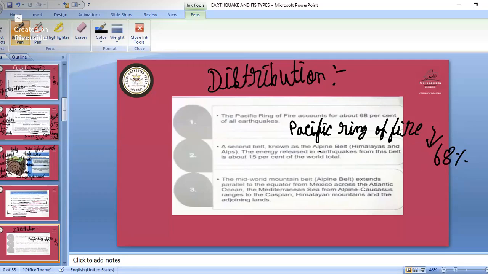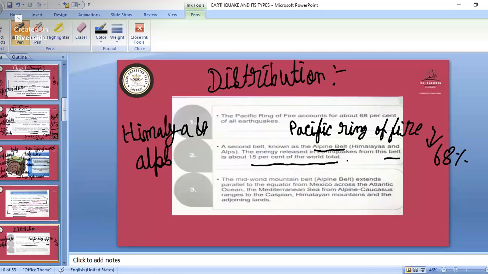Then a second belt known as the Alpine Belt. The Alpine Belt is the Himalayan mountains and the Alps, where we are feeling the second highest. The energy released in earthquakes from this belt is about how much? 15% of the world total. So 68% we have in the Pacific Ring of Fire, and 15% we have from the Alpine Belt, that is the Himalayan and the Alps mountain area.